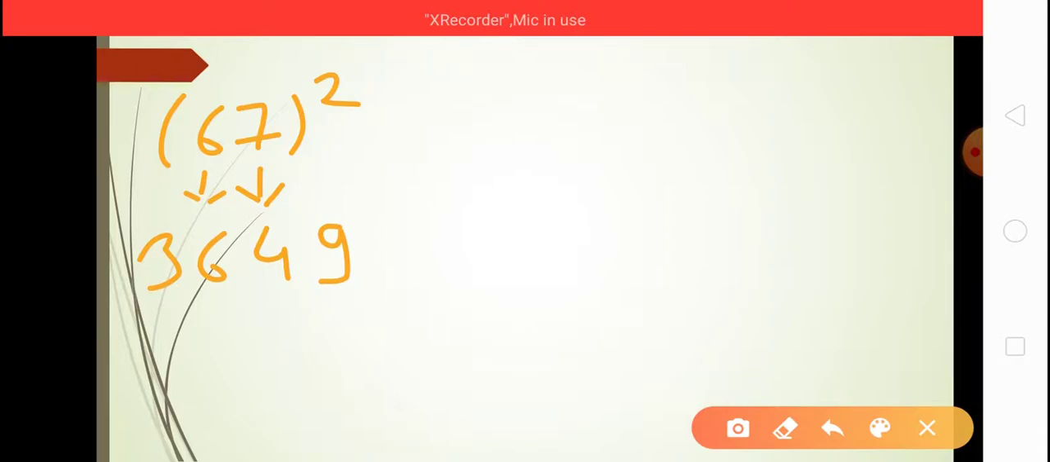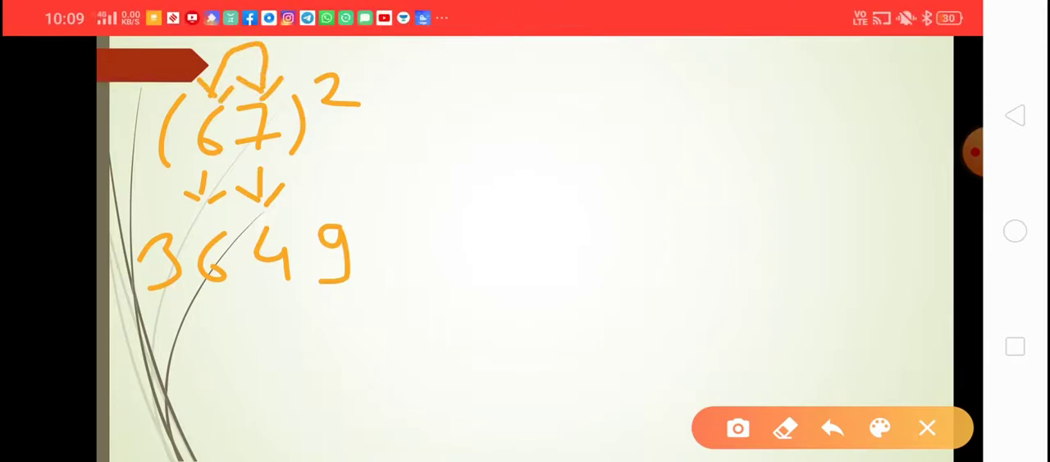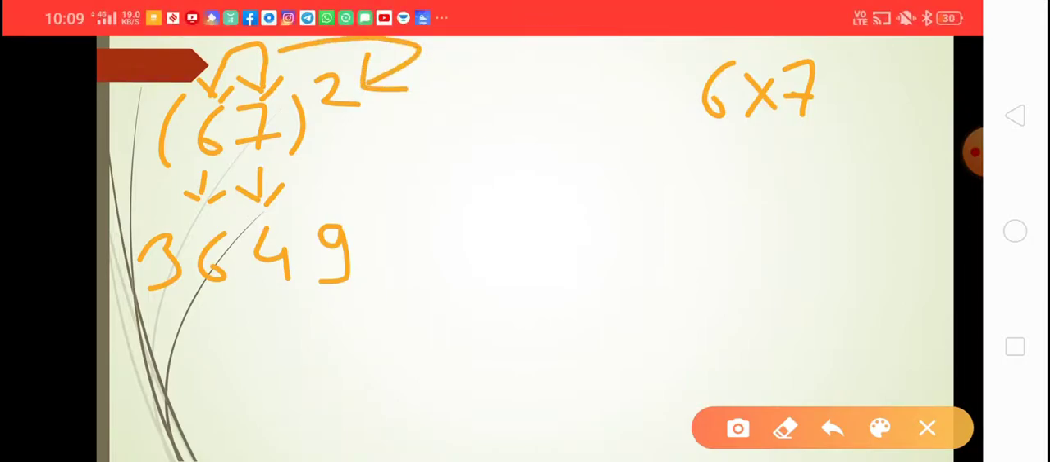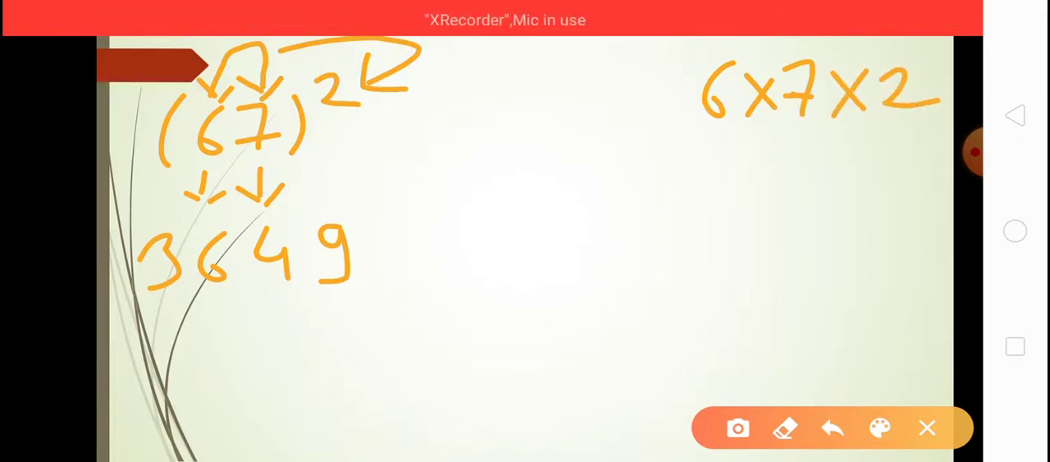In the second step, we have to multiply the first digit with the second digit. It is 6 into 7, it becomes 42. Then after this we also have to multiply it with 2. So 6 into 7 is 42, and 42 into 2 becomes 84.